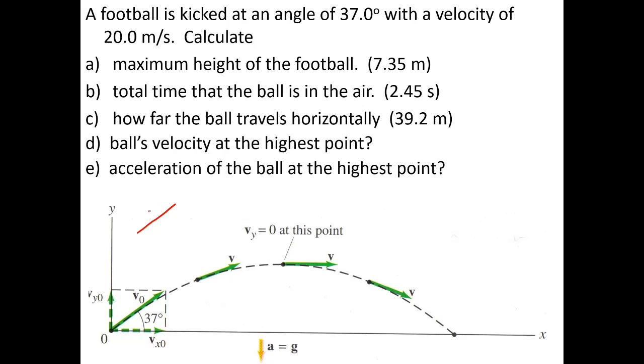The first thing we have to do is figure out the Vx and the Vy. So 20 meters per second at an angle of 37. So Vx will be 20 cosine 37 degrees, and Vy will be 20 sine of 37 degrees. And then let's figure out what those are. And they work out to pretty nice numbers. So Vx is 16 meters per second, and Vy is 12 meters per second.